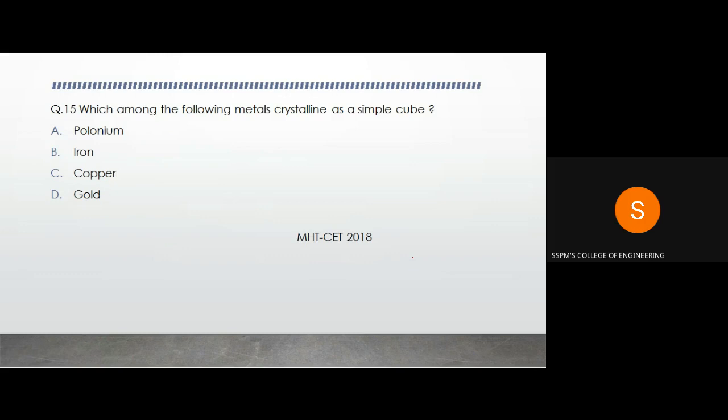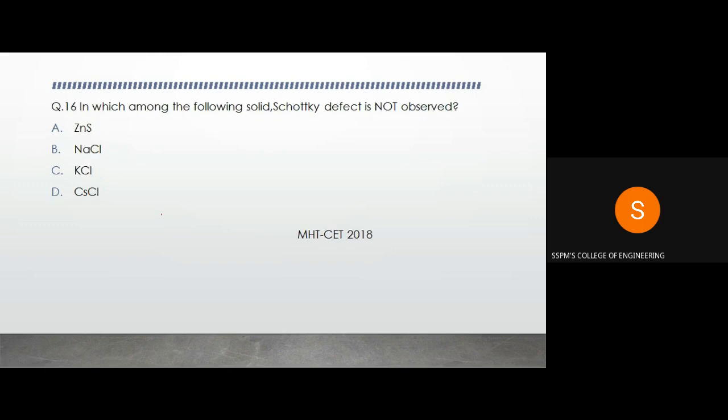Next is, which among the following metals crystallizes as a simple cube? Same, MHT 18. Logical question. Polonium, iron, copper and gold. Iron is FCC, copper is present in FCC, gold is present in FCC. Remember, what is remaining? Polonium. So polonium is the simple cube. So the first answer is the right answer.